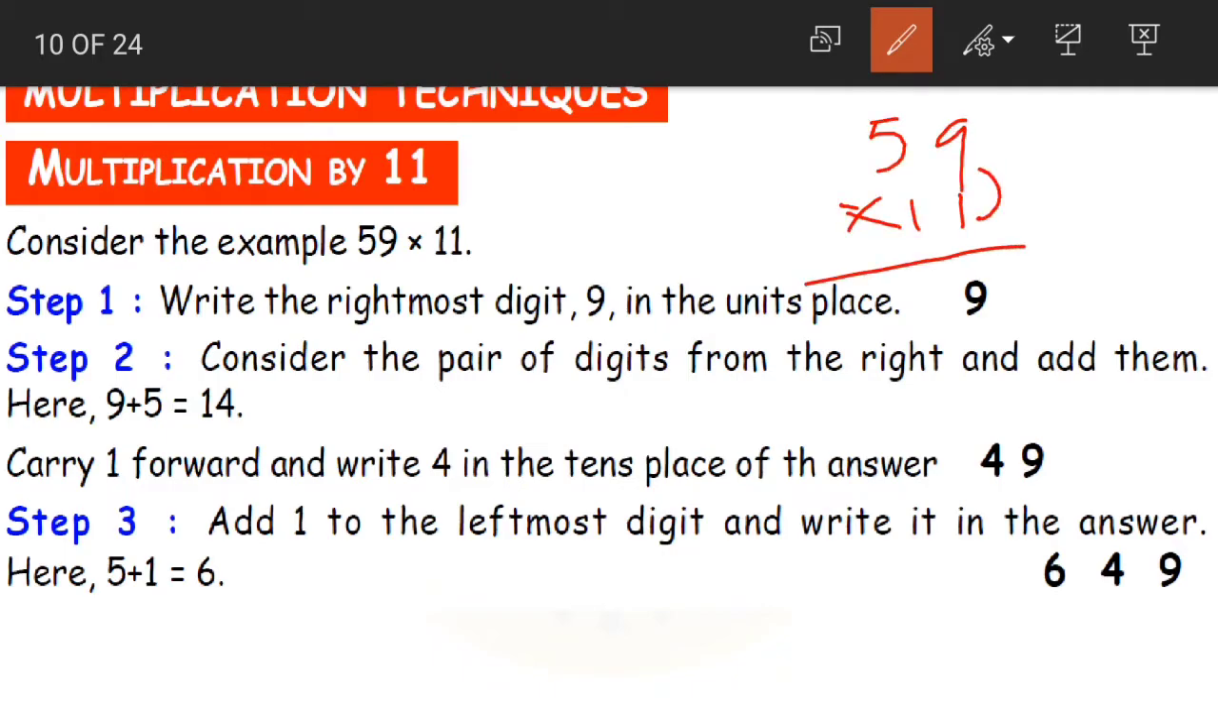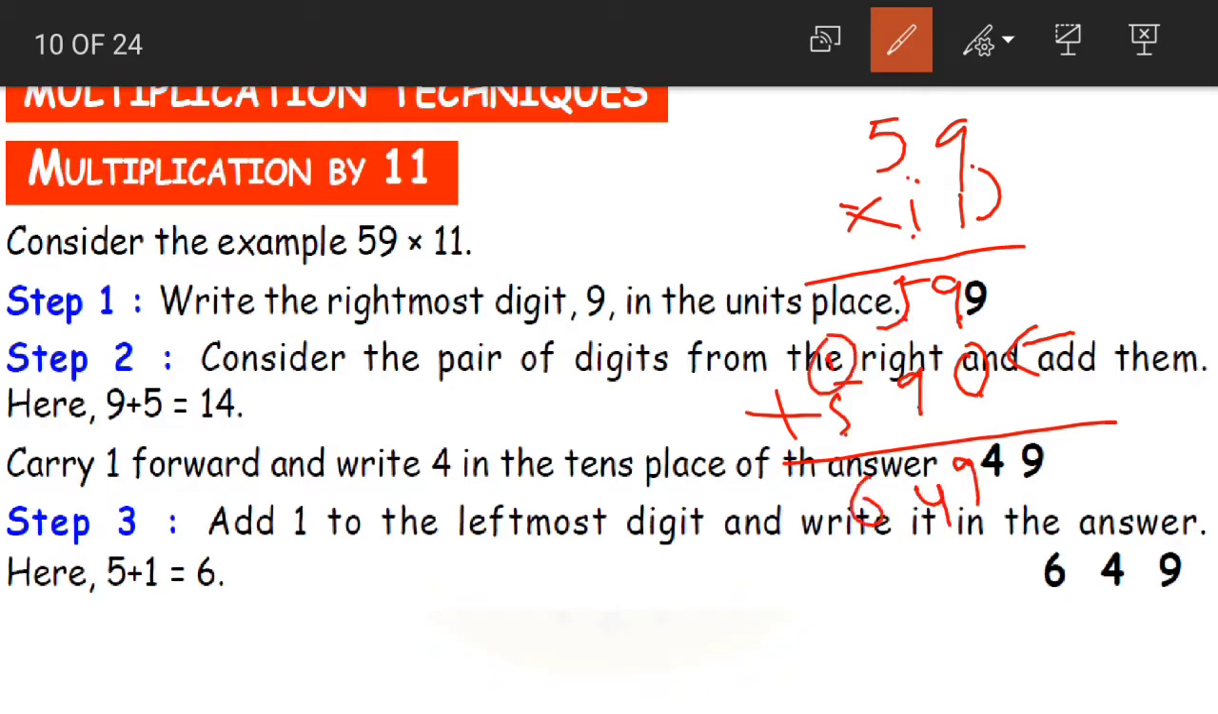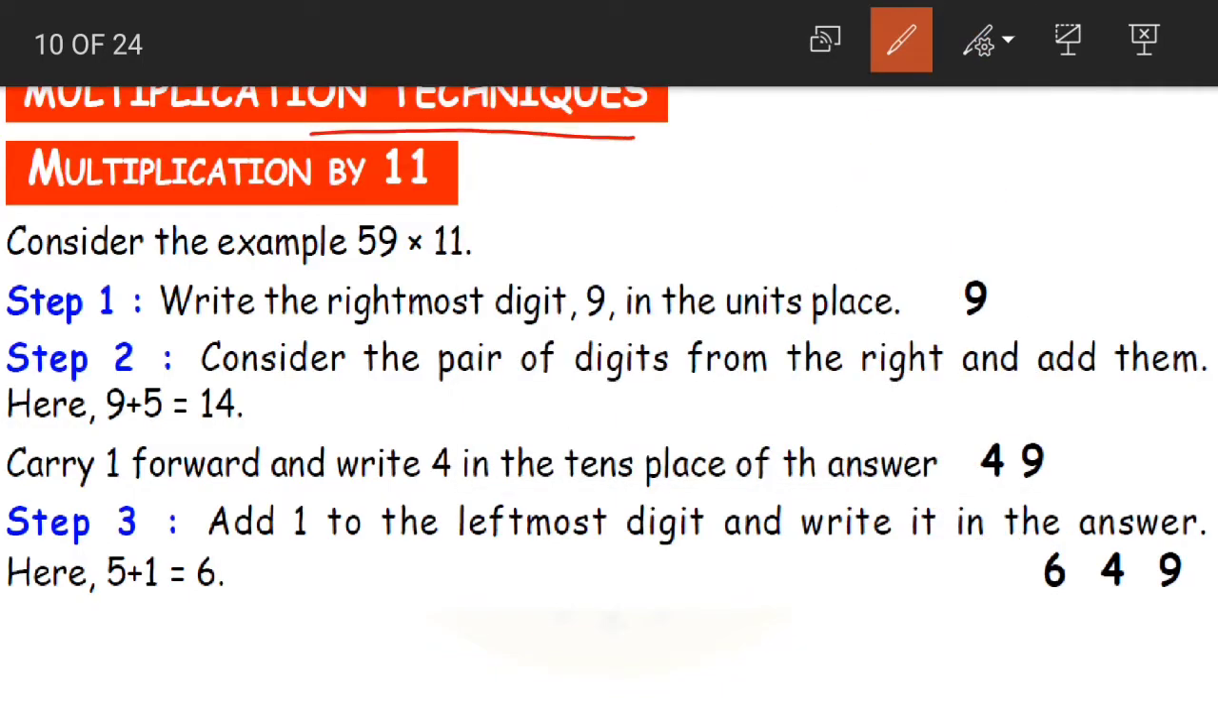Now how to multiply? We know that 1 9s are 9, 1 5s are 5, and the new digit in the new line, 0. Again 1 9s are 9, 1 5s are 5. Now when we add, 9 plus 0 is 9, 5 plus 9 is 14, 4 here and 1 carried, 1 plus 5 is 6. 649 is our answer. Yes children, this is how we do multiplication. But here is a multiplication technique. Without even doing the multiplication, we can find out the answer of 59 into 11.